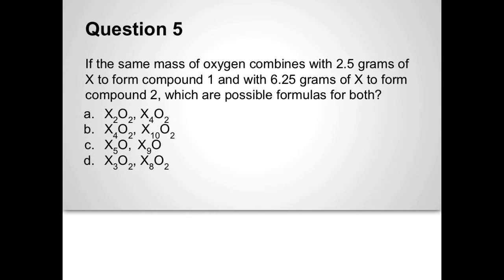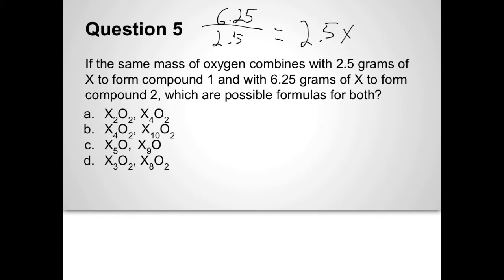If the same mass of oxygen combines with 2.5 grams of X to form compound 1, and 6.25 grams of X to form compound 2, which are the possible formulas for these two compounds? Well, you need to look at the ratio, because we're talking about the same amount of oxygen in both. So if we find the ratio of X in the two compounds, we've got 6.25 in one and 2.5 in the other. So there's a ratio of 2.5 X in these two compounds compared to the oxygen.